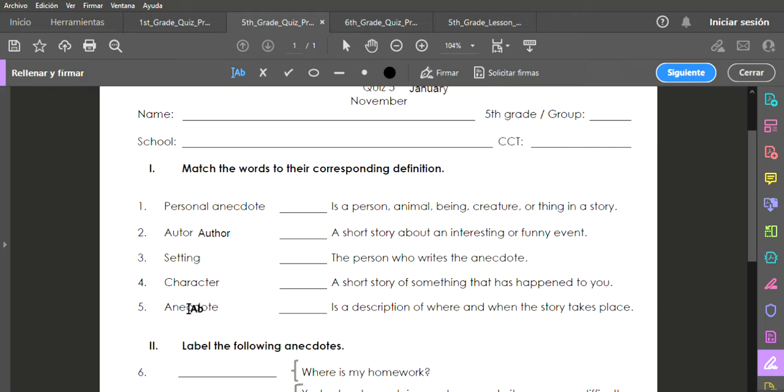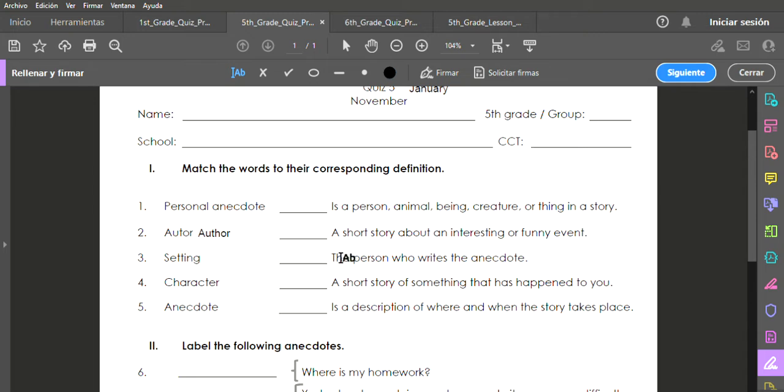Okay, but this isn't the definition for personal anecdote, pero esta no es la definición para anécdota personal. Es una persona, animal, ser, criatura o cosa en una historia. Okay, let's see personal anecdote. A short story about an interesting or funny event. Es una historia corta acerca de un evento divertido o interesante.